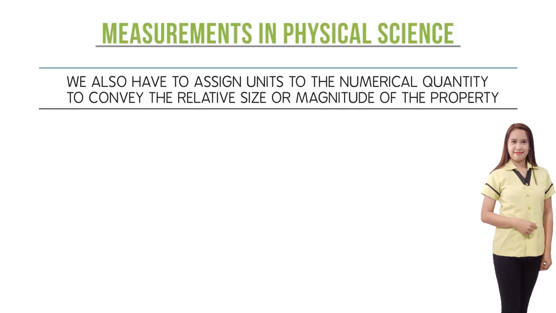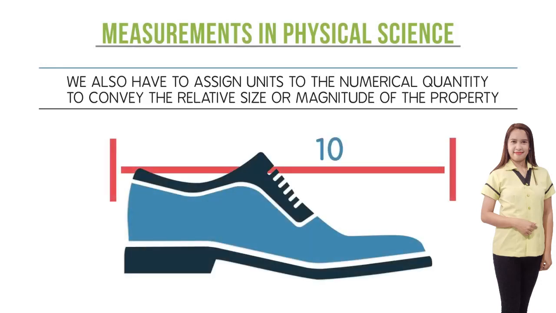For instance, if I said the length of my shoe was 10, you wouldn't actually know how long my shoe was because there would be no context for what the 10 represents. In fact, this measure would only make sense if the number 10 had a unit of measure to go along with it.